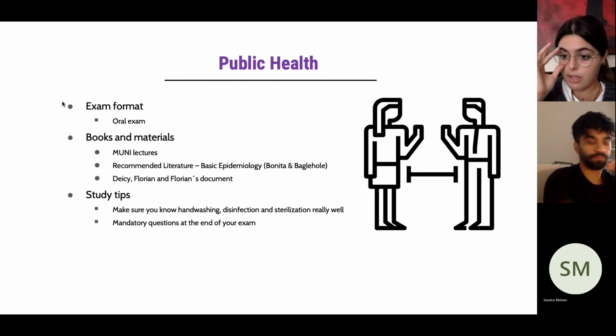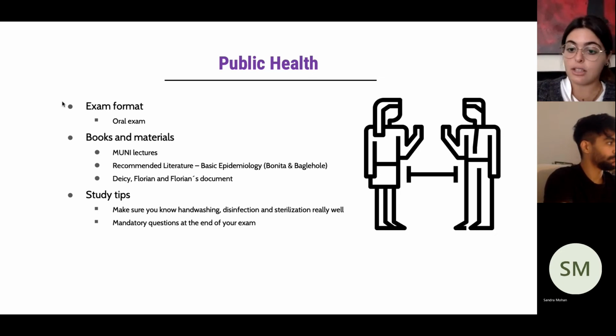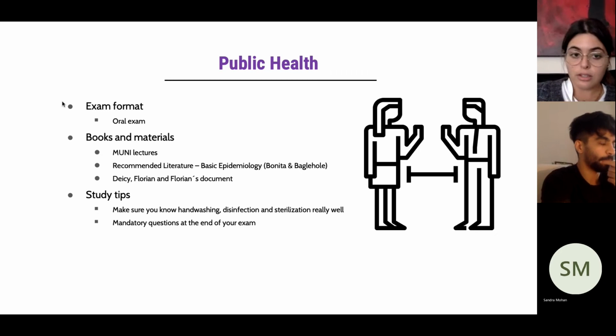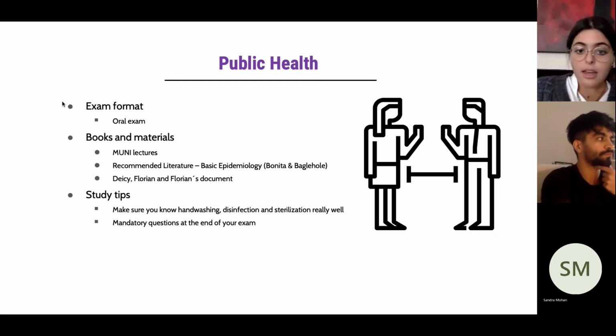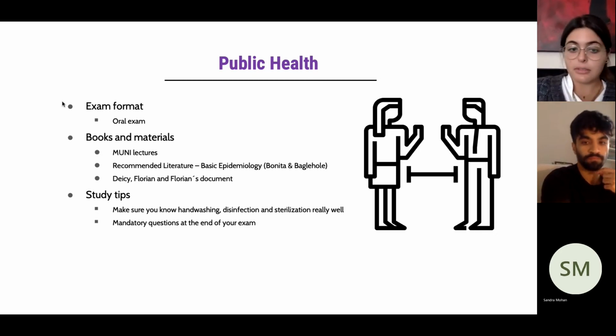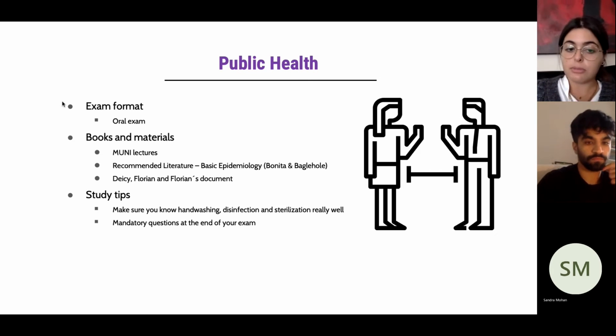Of course, if you have time to go through all the lectures to see if there is any missing information from the other documents, that's also a good idea. But I think the main points, Daisy's and Florian's documents are very good by themselves, and I think you can totally pass with the information you have there.